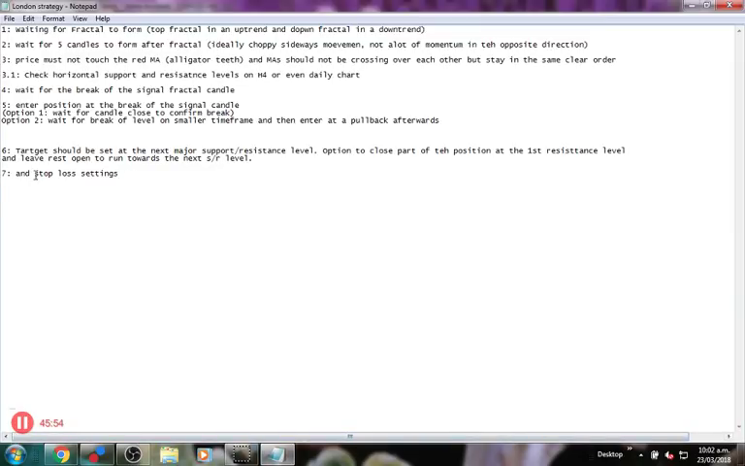Stop loss setting should be just beyond the fractals. How do I say that? Just beyond the support or resistance fractals.